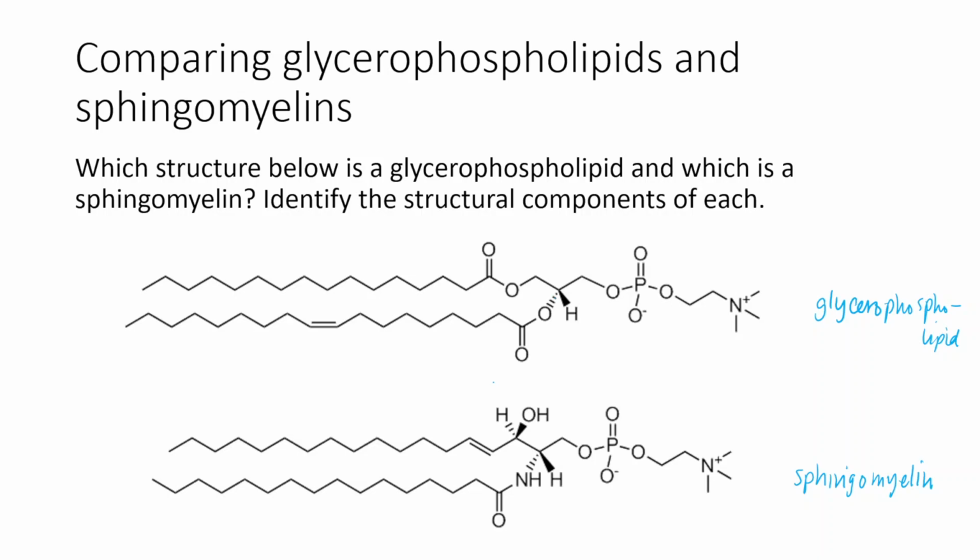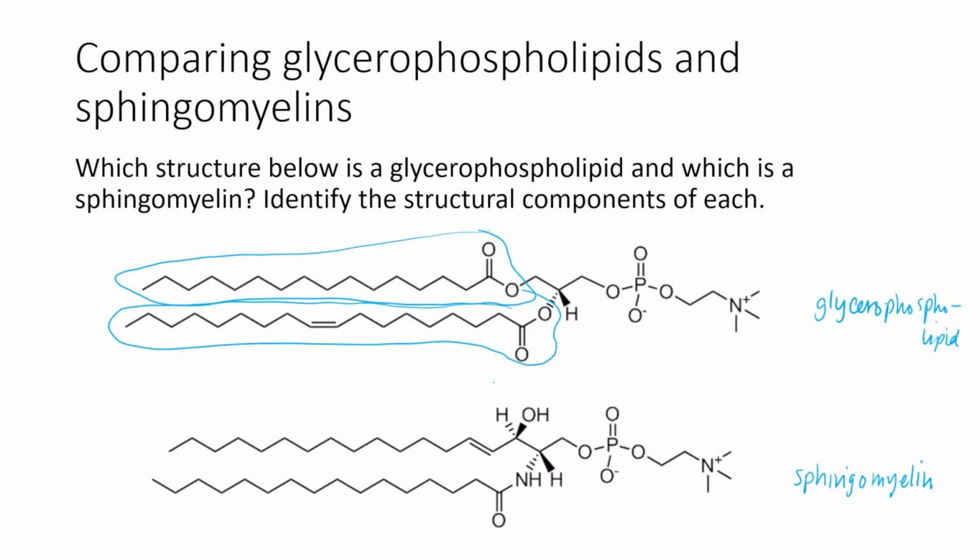That's a really excellent way to start. Glycerophospholipids have those two fatty acid tails that are each connected by this ester bond that we see. And the sphingomyelin only has one type of connection like this with a fatty acid tail. It's actually an amide bond, not an ester bond, right? So what else is different between them?